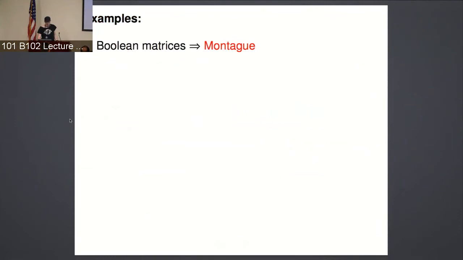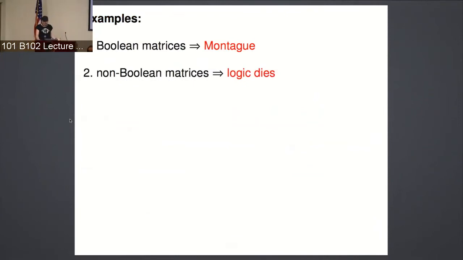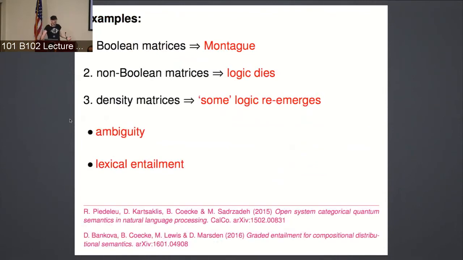An example is, if you replace your vectors with, say, Boolean matrices, you get Montague semantics. Interesting thing, if you go to vectors and all that, logic actually dies. So what I'm now starting to do is playing with different models of meaning, because that's the game you want to play. Then we tried density matrices, which again comes from quantum mechanics, and then logic emerges, and we did experiments with ambiguity and logical exploitation.